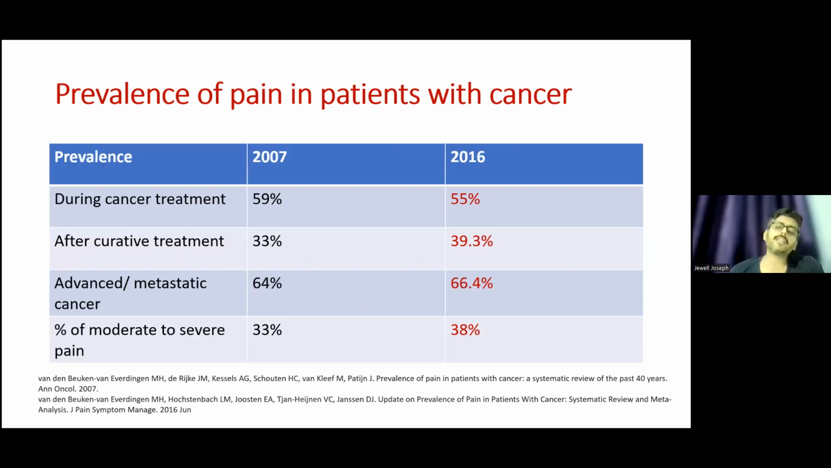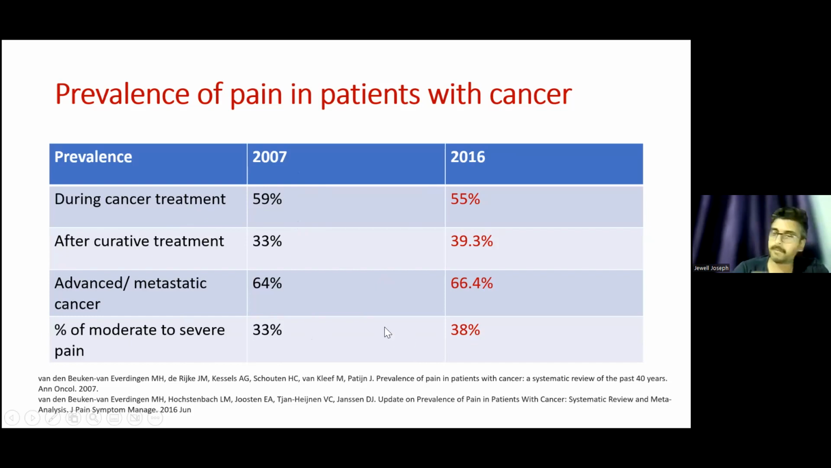Another important thing to notice: the data I showed previously from the 2016 paper was actually a follow-up to another paper published in 2007. You can see that the prevalence of cancer pain during the various stages, before treatment, during treatment, and after treatment, has not changed much. It is almost the same. Even the percentage of moderate to severe pain has increased from 33% to 38%.